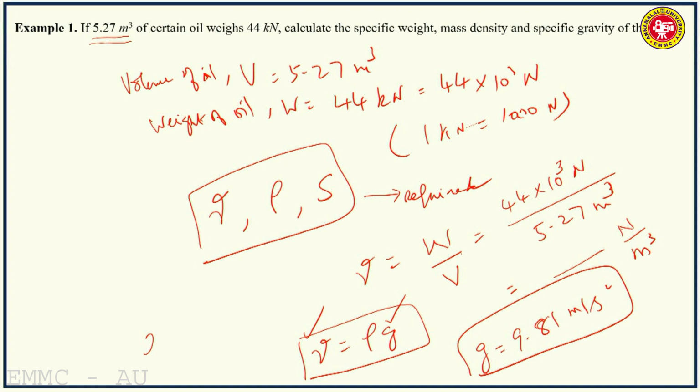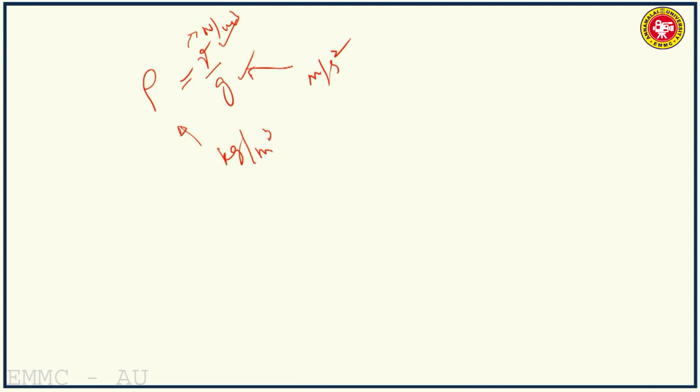And one more parameter that is asked, you are asked to find out the specific gravity of oil. So what is specific gravity of oil? Specific gravity, you can either use specific weight of oil divided by specific weight of water, or you can use mass density of oil and mass density of water. You can use any one of these because we know the specific weight as well as the mass density.